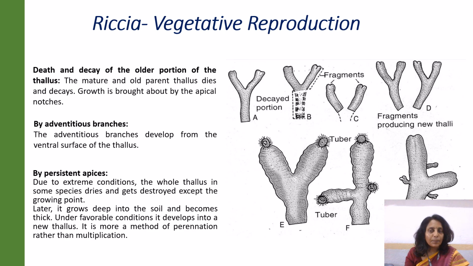These branches develop into new thalli. Third, by persistent apices. Due to the extreme conditions of summer or heat, the entire thallus of some species dries and gets destroyed, except the growing regions. Later, it grows deep into the soil and becomes thick. On the onset of favorable conditions, a new thallus develops. This is more a method of perennation rather than multiplication.